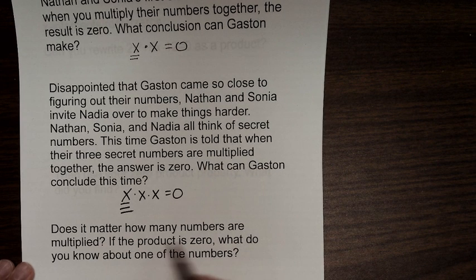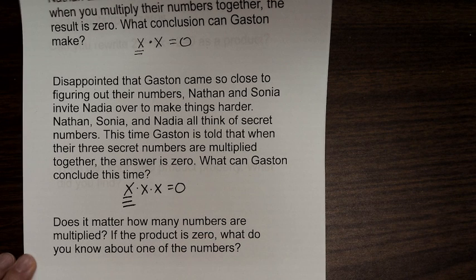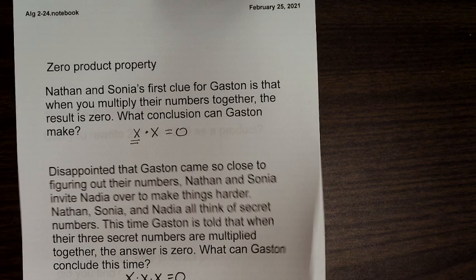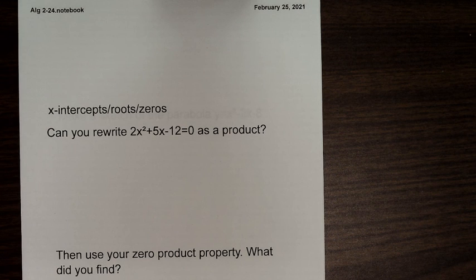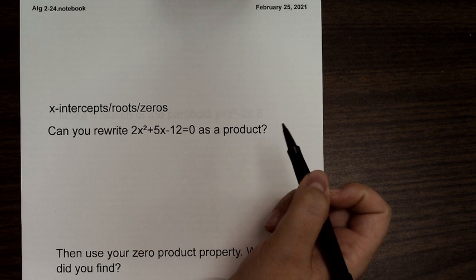And does it matter how many numbers are multiplied if the product is 0? What do we know about one of them? One of them has to be 0, because in multiplication, that's the only way to get 0. So, the first thing that we need to do is be able to get something in multiplication.